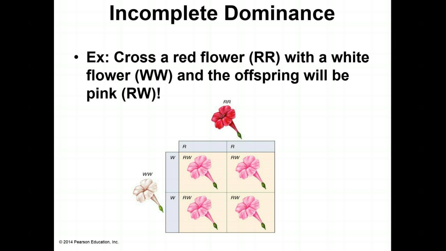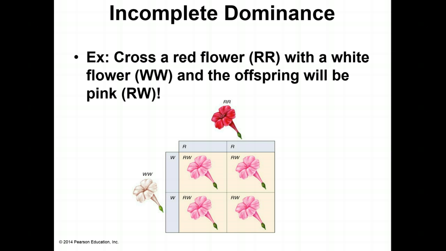Here's another example of incomplete dominance. Flower color in snapdragons is inherited by incomplete dominance. If you cross a red flower with a white flower, you get offspring that are pink. The heterozygous flowers, or the flowers that inherit a red allele and a white allele from their parents, end up being pink instead of being red or white. The pink color represents the heterozygote phenotype.